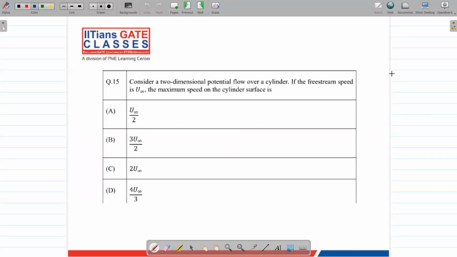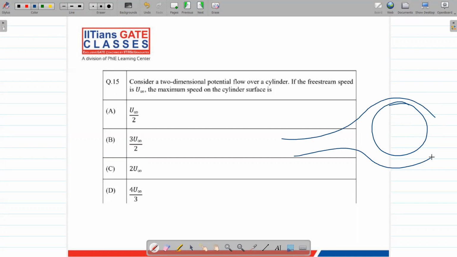So what they're telling us here is, you have a two-dimensional flow over a cylinder, and it's a potential flow. So basically, going back to the potential flow topics. There's a flow over this, and the free stream velocity is u infinity. Now, what they want us to find is the maximum speed on the cylinder surface. So, since it is a potential flow, the speed on the surface of the cylinder will not be zero.